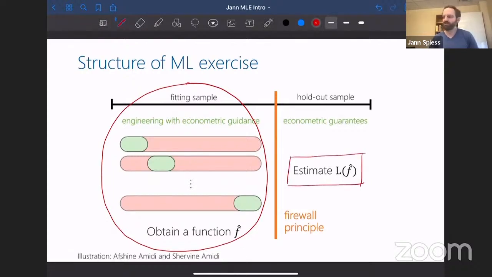And so as long as you stick with this firewall principle of keeping any choices you make to find a function separate from the final evaluation of the quality of that function, then basically the task of finding a good prediction function, if your goal is really just to get good predictors, is mainly an engineering task where in the end you're going to see how well you do. So you don't really need guarantees about how you got there as long as you get to a good result.